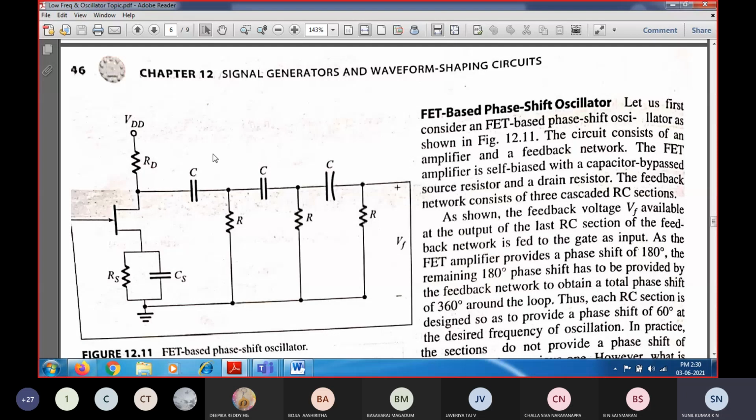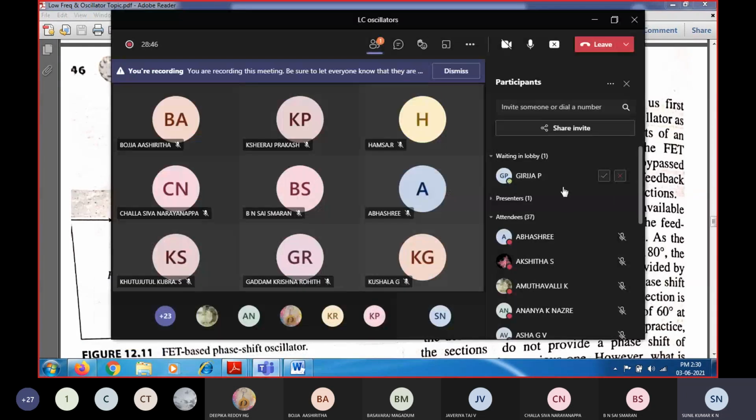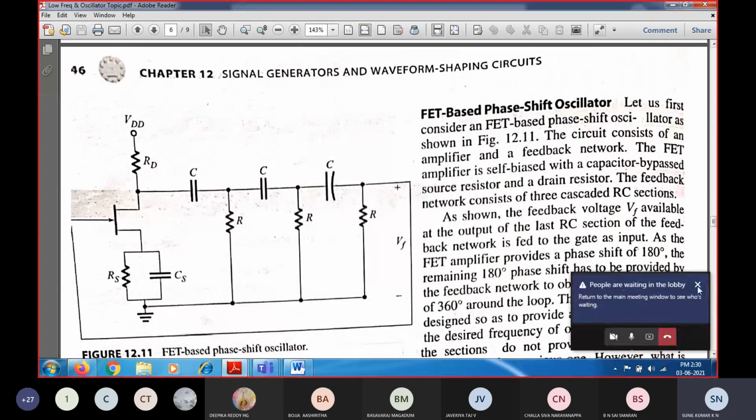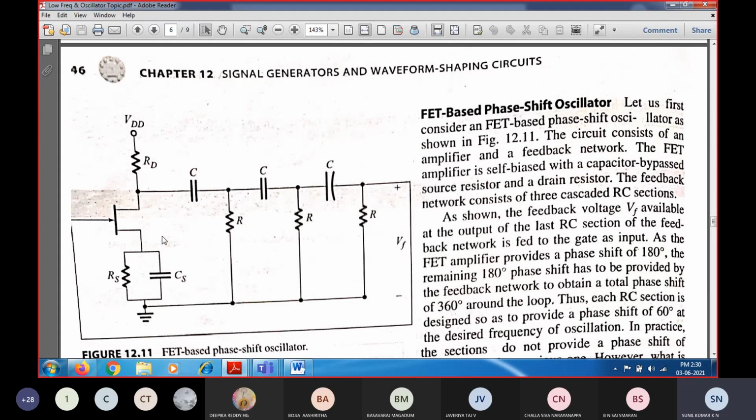So in one case, we are going to start with the FET based RC phase shift oscillator. You can see this is the circuit diagram of an FET based RC phase shift oscillator, in which we are going to use the FET as an amplifier, and this RC network which has been developed we are going to take as a feedback network. So this will be considered as a feedback network.